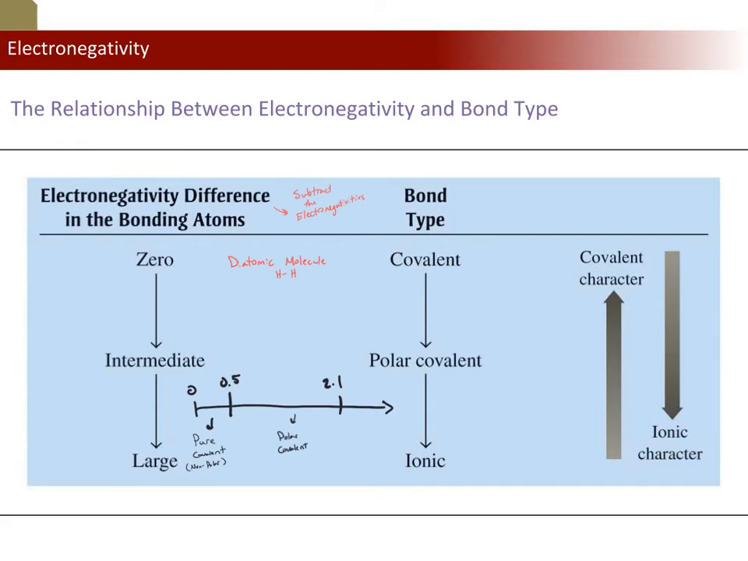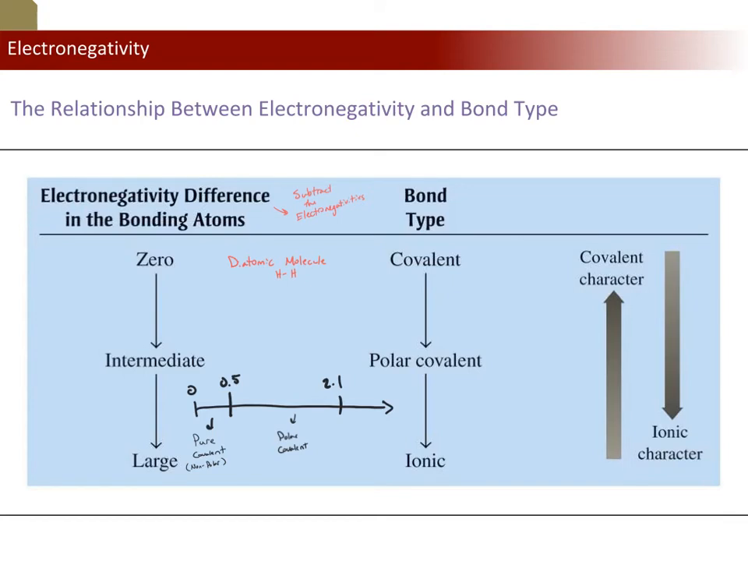But just keep in mind that if the difference is really close to the 2.1 line, it's way more polar covalent, or way more unequal sharing of electrons. And so it's approaching ionic. And if it falls right on the 2.1 line, it might be ionic, it might be covalent. It kind of depends.